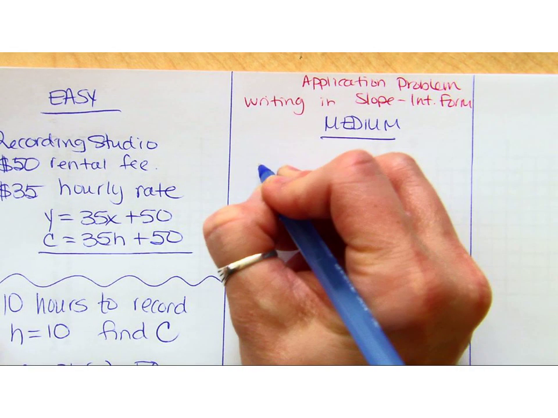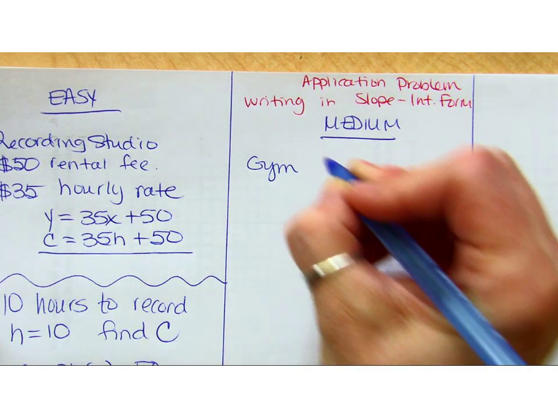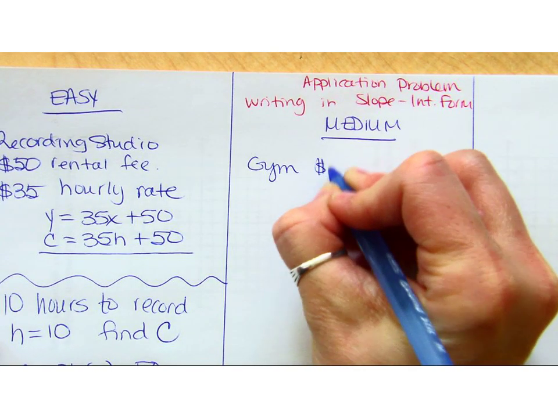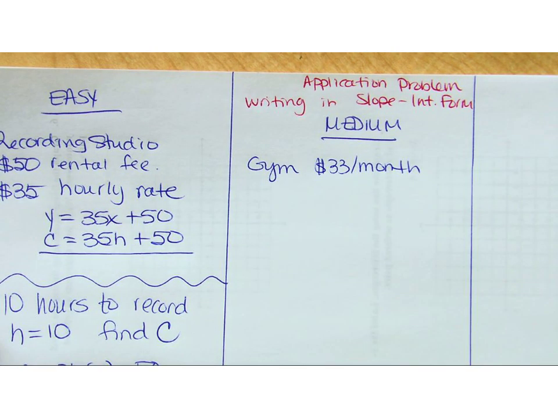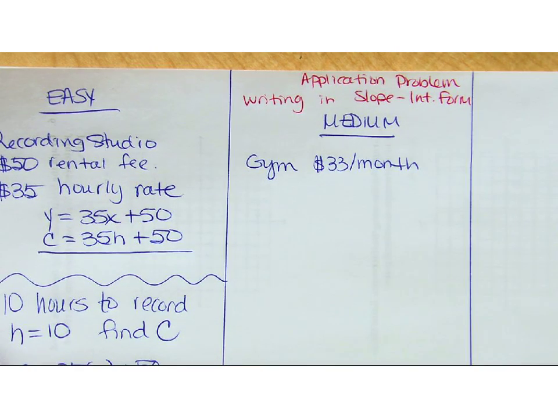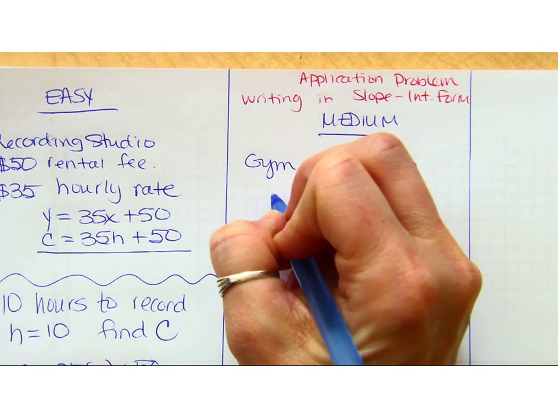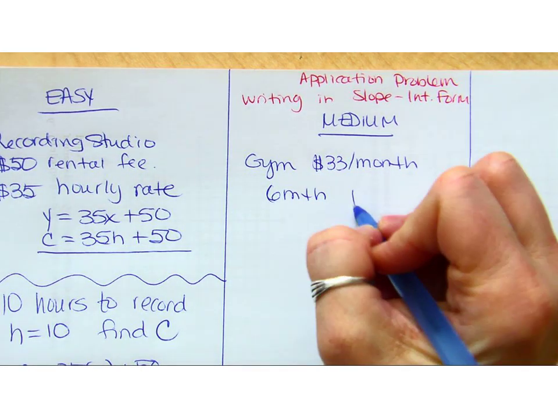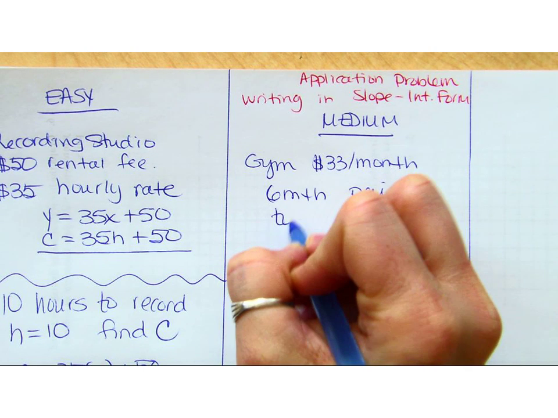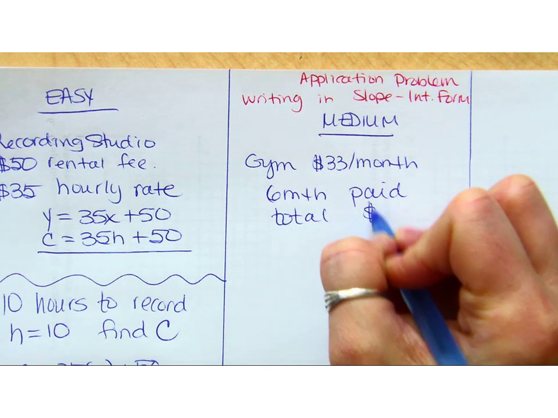You want to go to the gym, and your gym membership costs you $33 a month. It also cost you some initial fee when you first joined, but you couldn't remember what it was. But you do know that you checked your checking account, and after 6 months of going to this gym, you have paid them a total of $228.